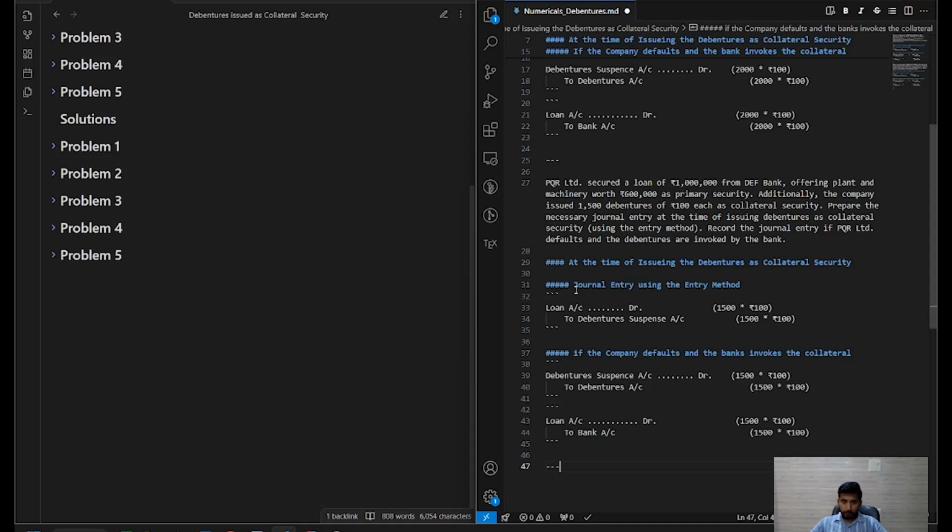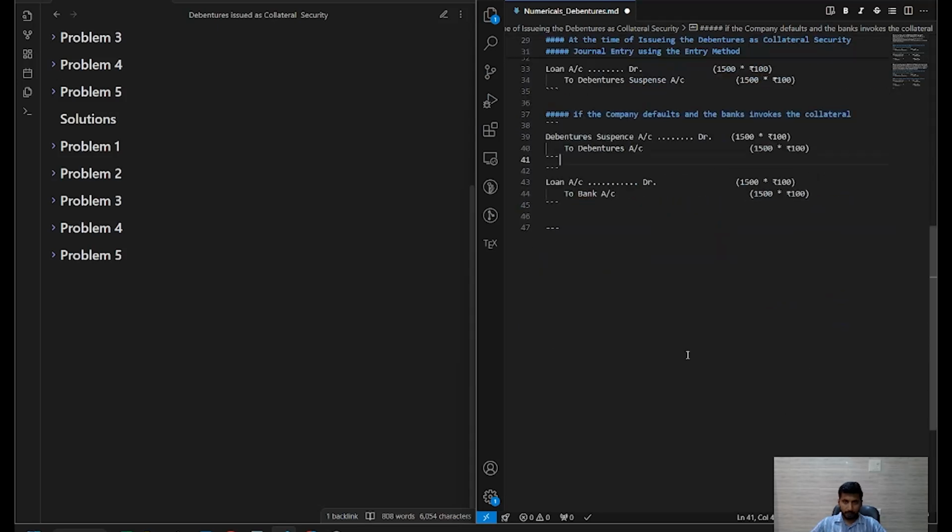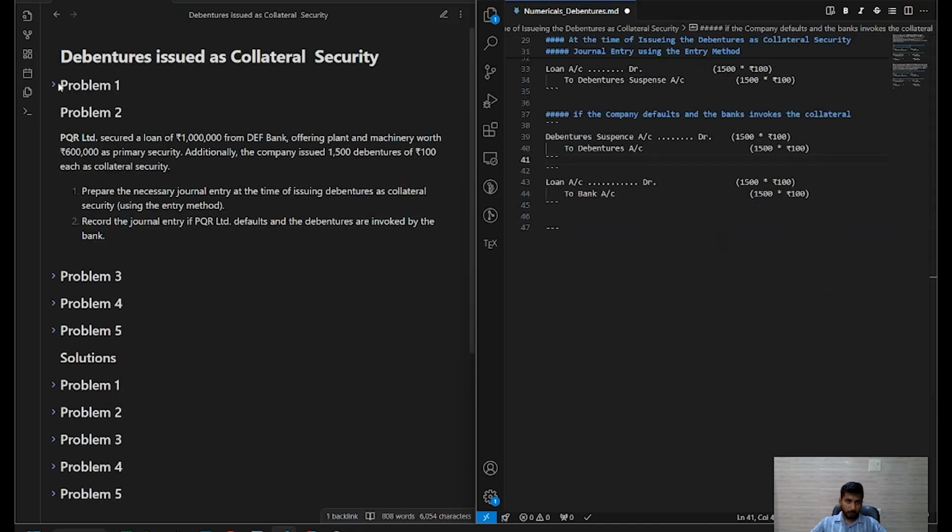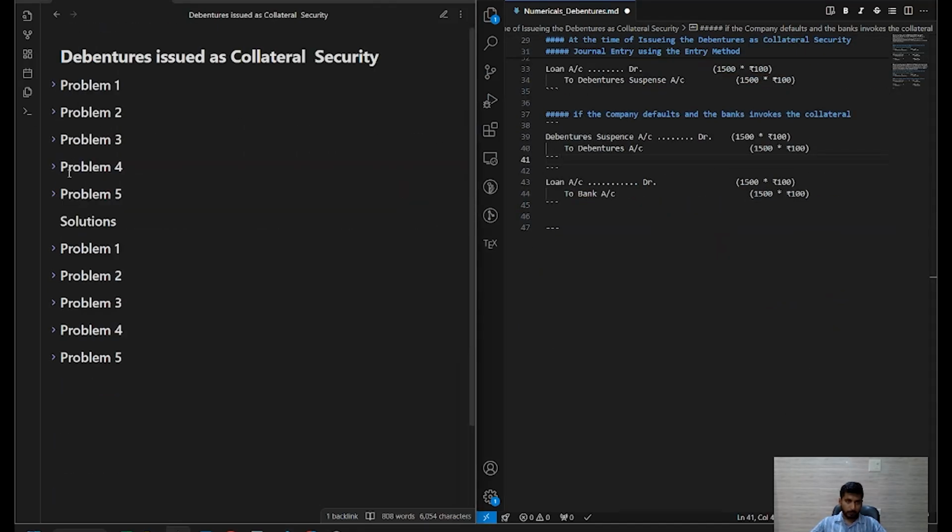So, what they have done, first of all, they generalized it. Debenture suspense account opened in lieu of the loan. After that, if the company was not able to pay the loan, the bank reversed that entry, converted the debenture into a sellable format, and after that they utilize that money to recover their amount. Okay, now let us talk about problem number three.